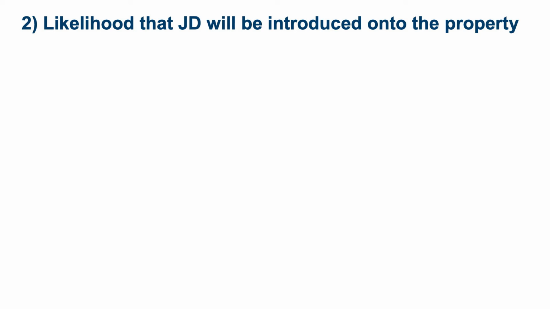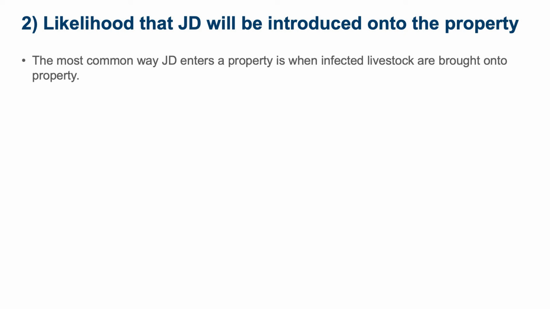Coming back to biosecurity planning, once you've determined what impact JD would have on your property, the next part to consider is what's the likelihood that it could be introduced? The most common way JD enters a property is when seemingly healthy but infected stock are introduced. As we already discussed, livestock only show signs of the disease after 3 to 5 years of age or more, and testing cannot detect infected stock unless they're actively shedding the bacteria.